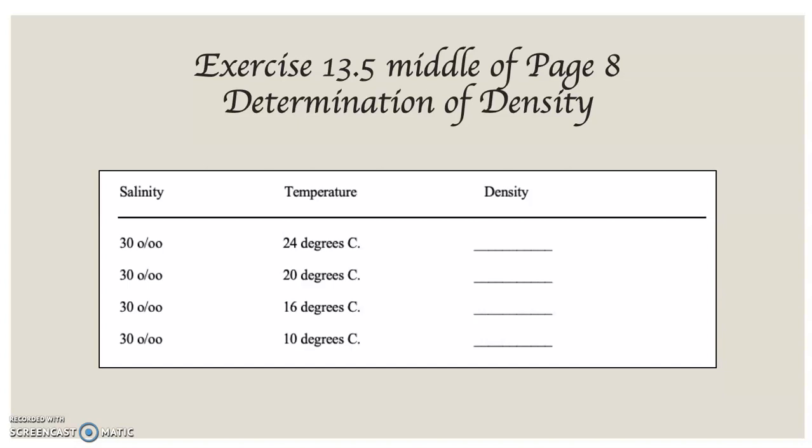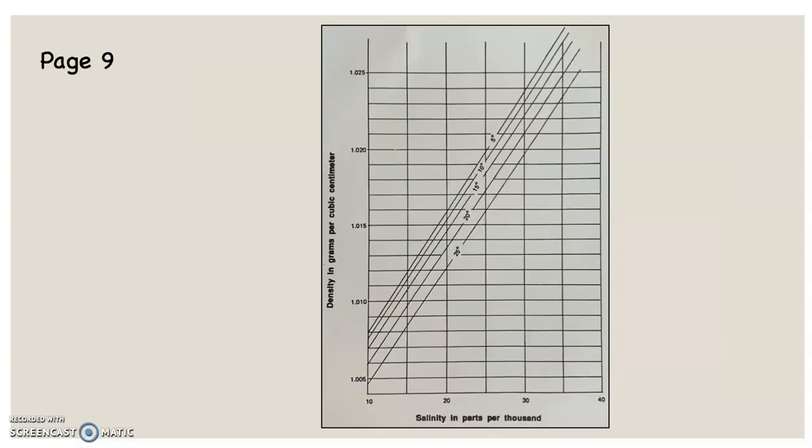What I'm going to do with this last video is go through exercise 13.5, which you can find on page 8. This is determining density of seawater. And we're going to use a graph again to do this. Notice we've got two givens already: salinity, which for all four possibilities is 30 parts per thousand, and temperature, which is in degrees Celsius. And you can see on the far right hand side that we are solving for density using this graph on page 9.